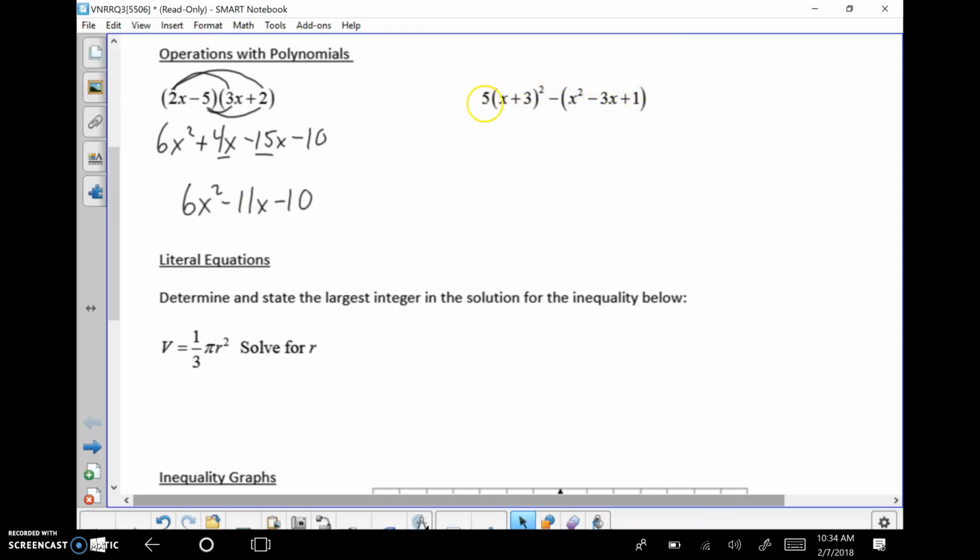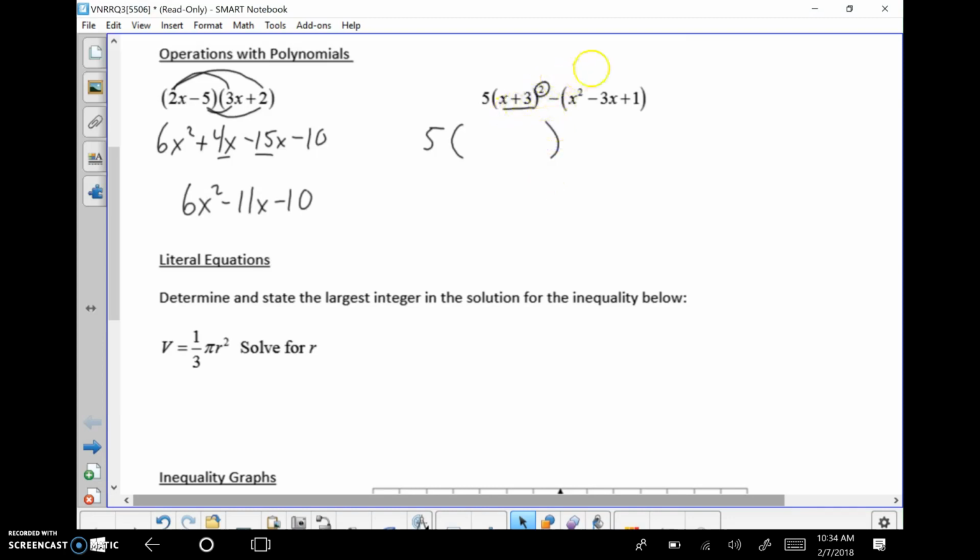Now, when you have something like 5 times something squared, like if, make this simpler, like if it was 5 times 3 squared, sometimes people get confused. Do I do 5 times 3 then square, or do I do 3 squared then times 5? Well, PEMDAS tells us you've got to do the exponents first. So in this case, I'd have to do 3 squared first to get 9, then times 5. And that's what we have to do here in this case too. I have to do the x plus 3 squared first before I distribute the 5. So that 5 is just going to hang out and wait its turn.